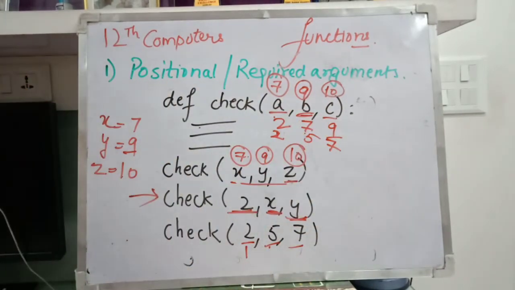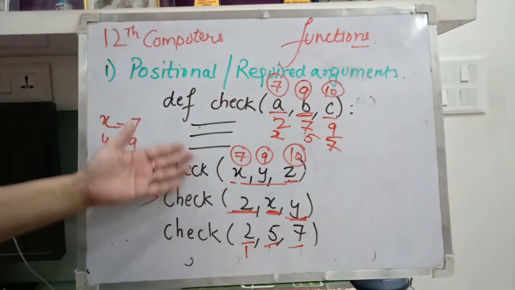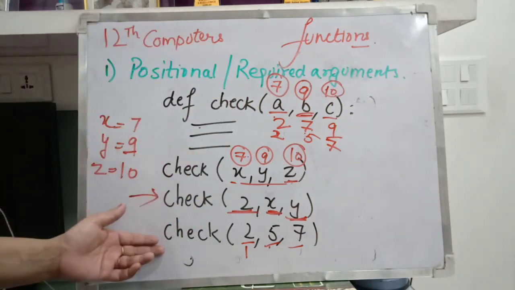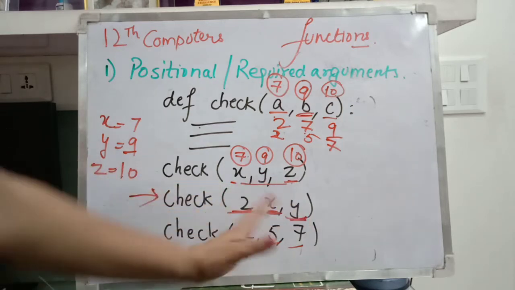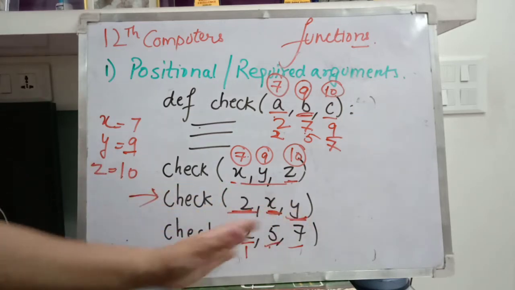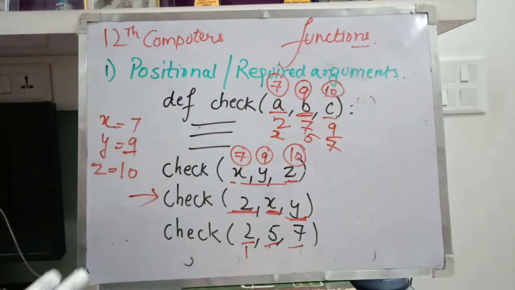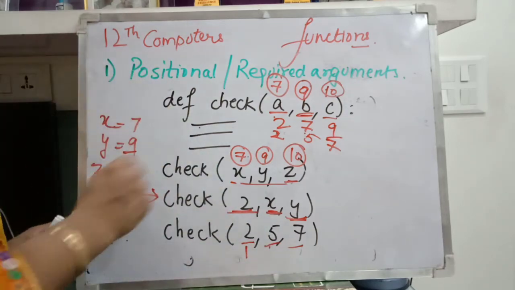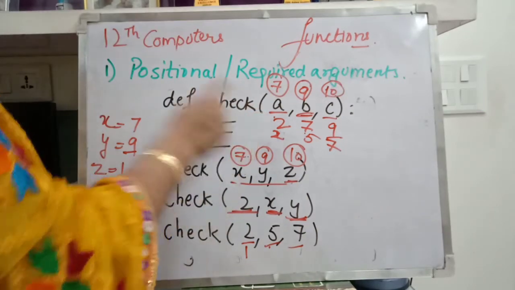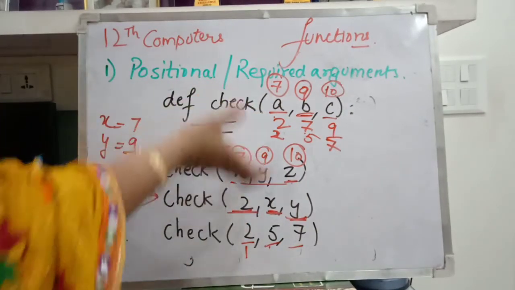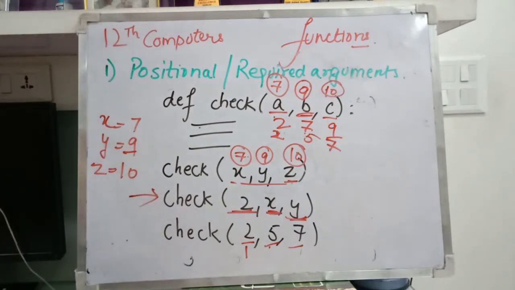You see that in all three function calling statements, we are passing different values, and the positions of the arguments are changed. So this type of argument matches the position in the called function and in the calling function. Once it is matched, the value will be passed.